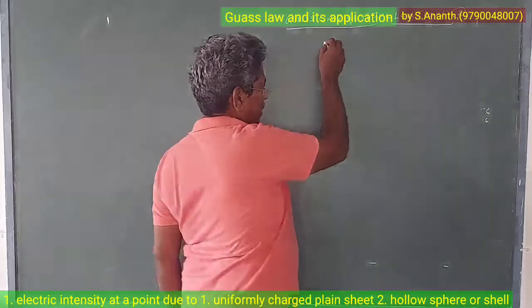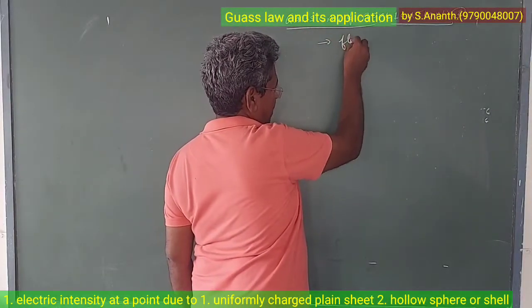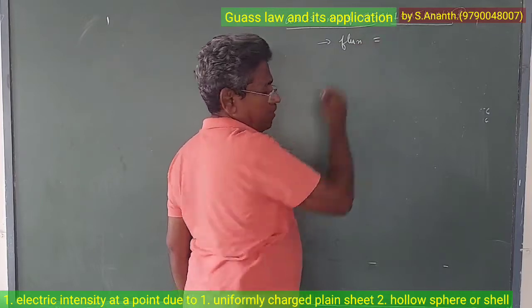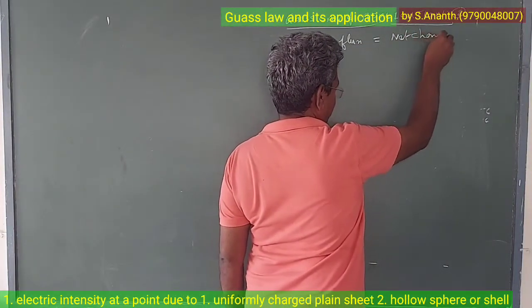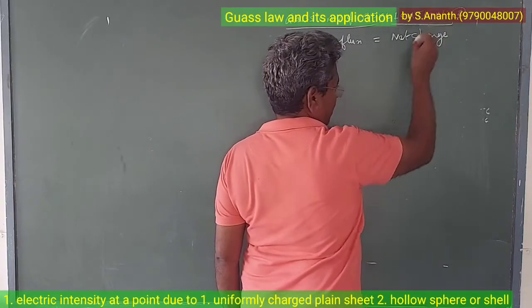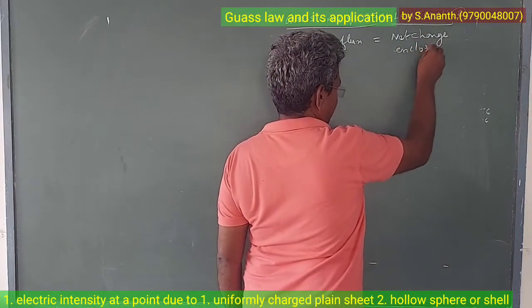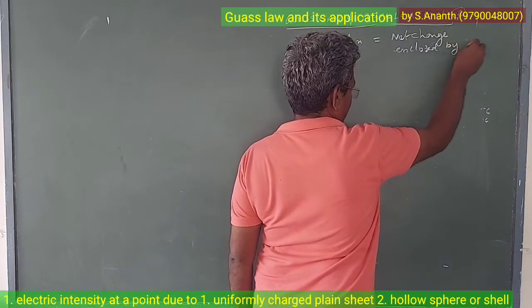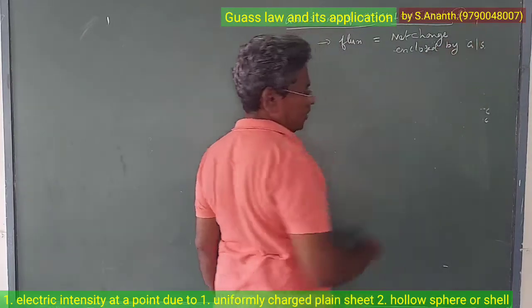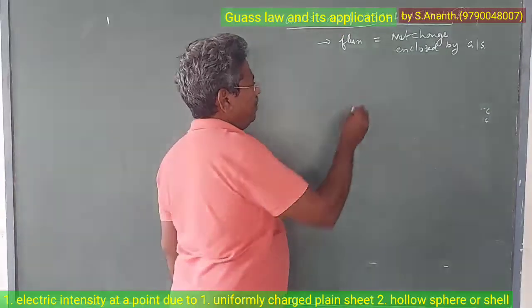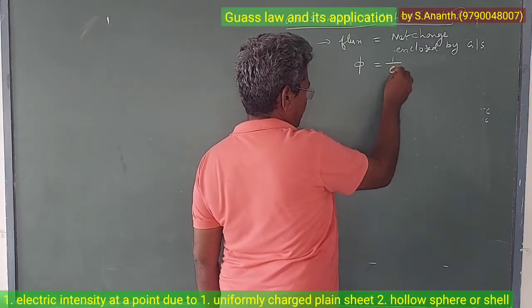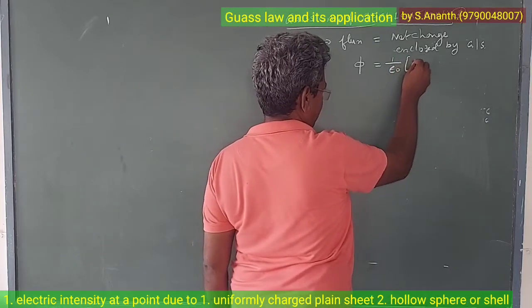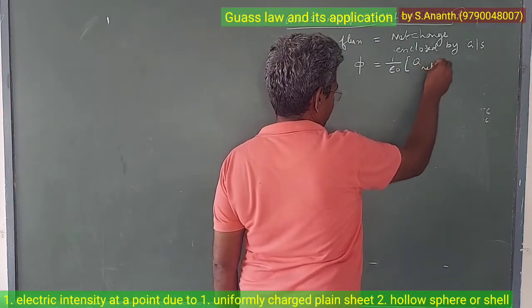Gauss law gives a relation between electric flux and the net charge enclosed by a Gaussian surface. The formula is flux phi equal to 1 by epsilon naught times Q net.